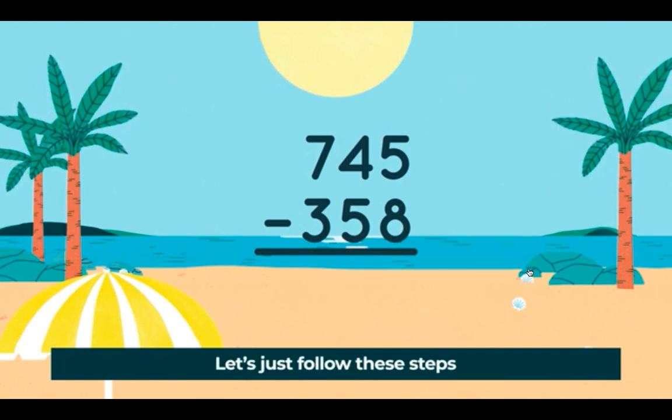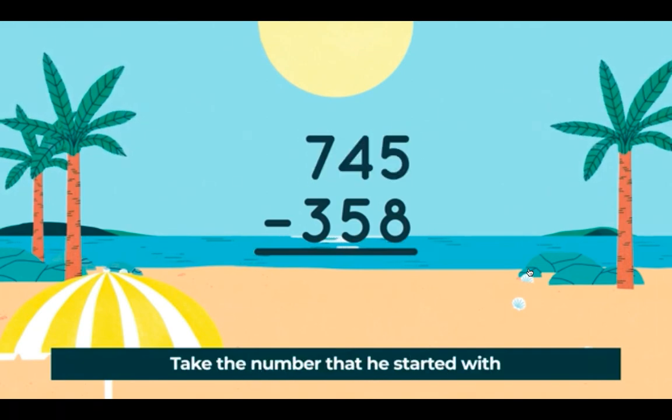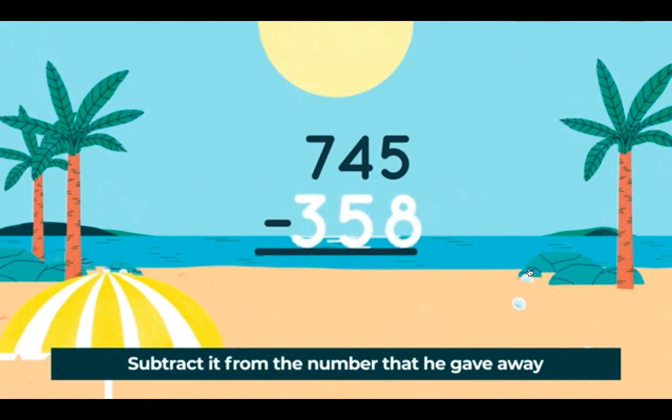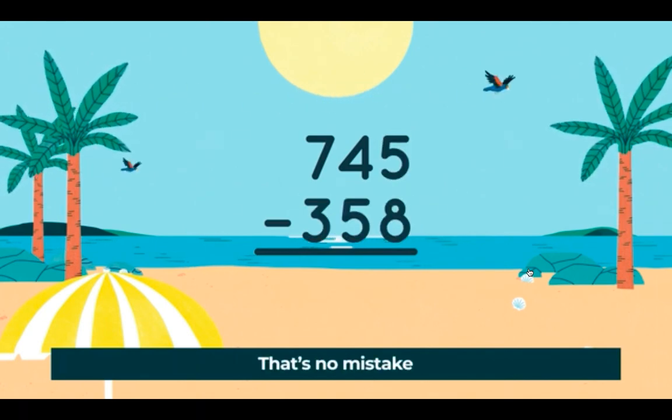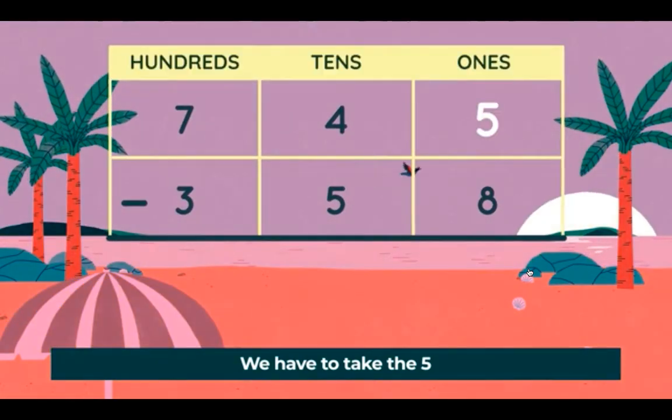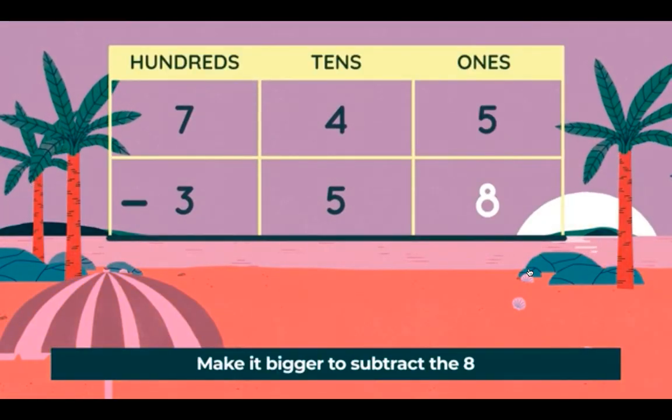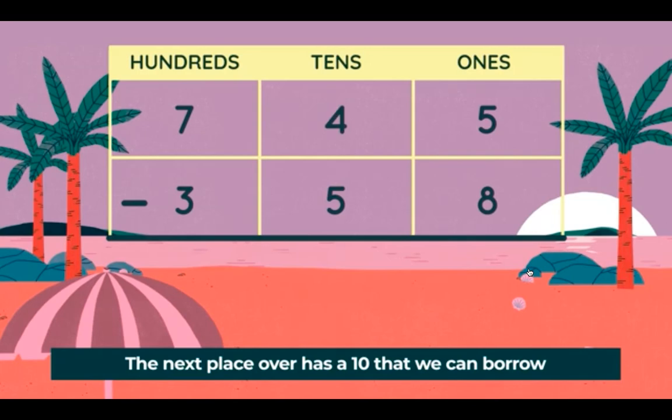Let's just follow these steps. Take the number that he started with, subtracted from the number that he gave away, subtracting right to left. 5 minus 8, there's no mistake. We have to take the 5, make it bigger to subtract the 8. The next place over has a 10 that we can borrow.